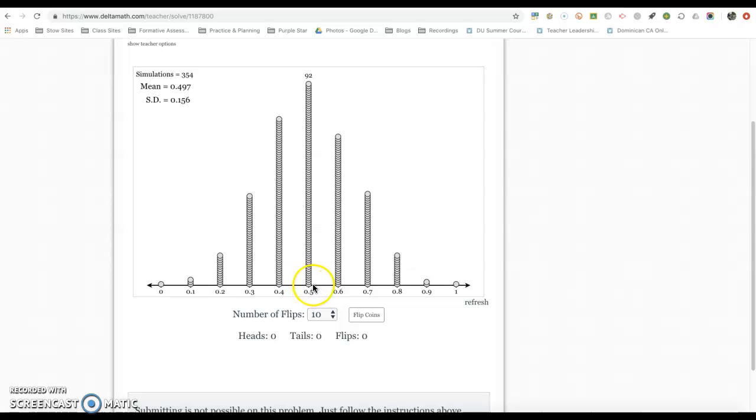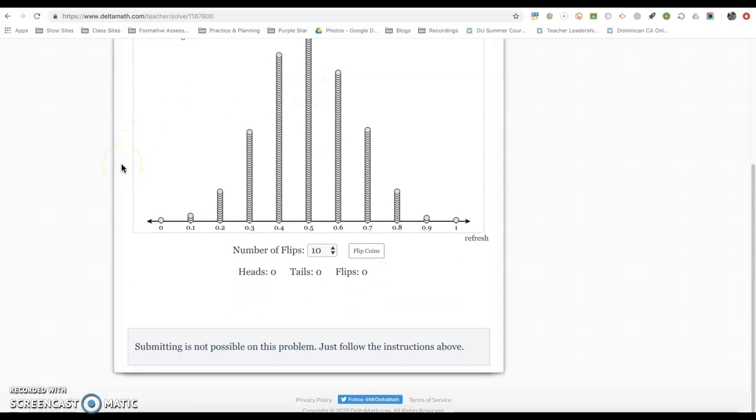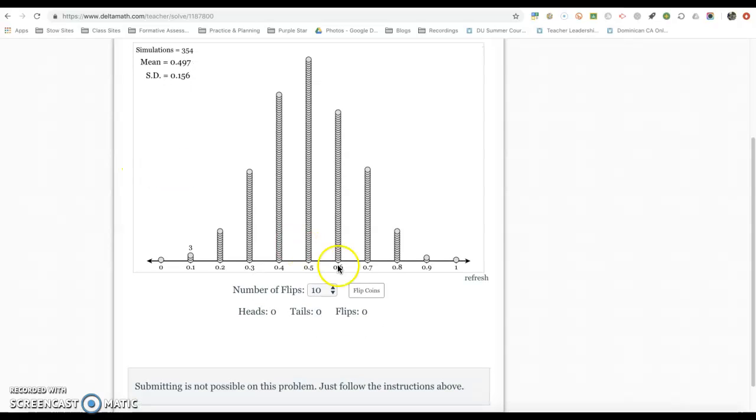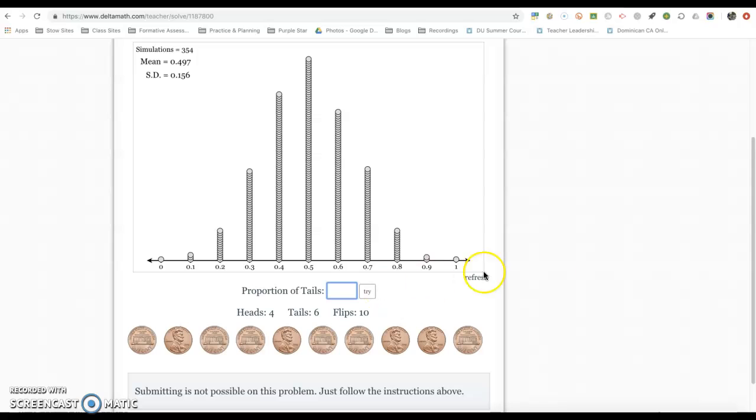Like in theory, if you flip a coin, you've got a 50-50 chance or 50% chance of getting heads or tails, right? So the most coins should land on heads or tails, whatever. I'm not really sure what this one is exactly measuring, but anyway, so let's go ahead and flip the coin. We're not really given a lot of directions here.